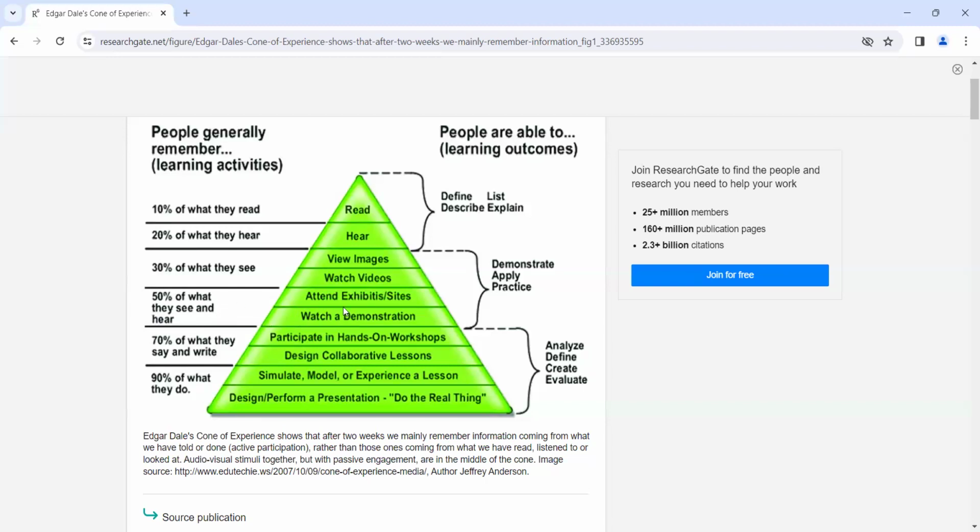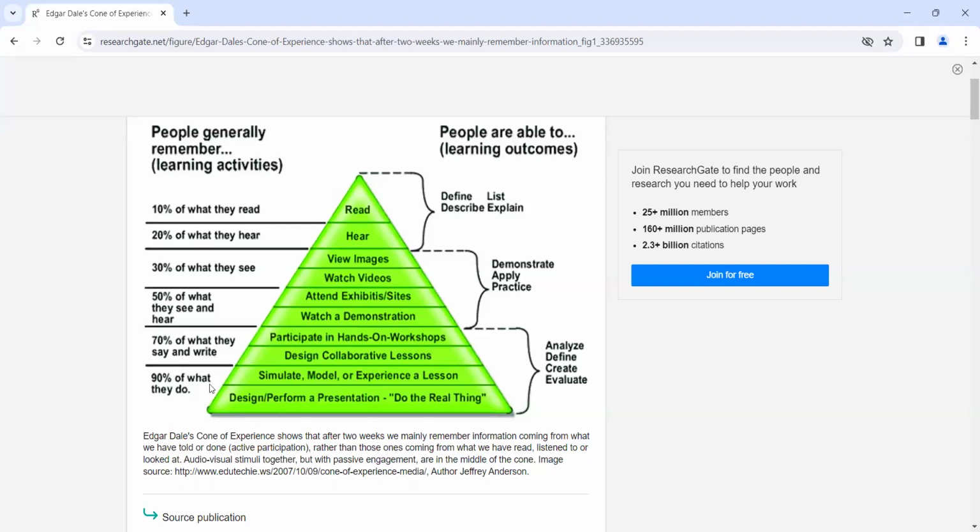50% of learning can happen when they see and hear, both combined. But if you look at this, say and write, speak and write, participate in hands-on workshops, design collaborative lessons, they say and write 70% of what they have learned, 70% of learning, right?